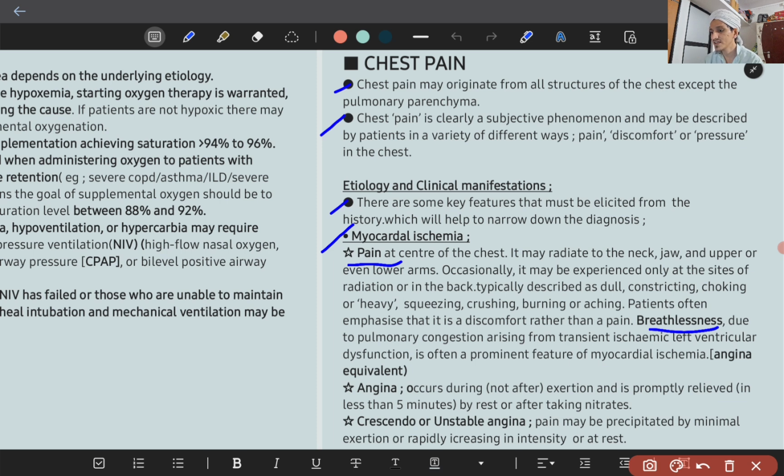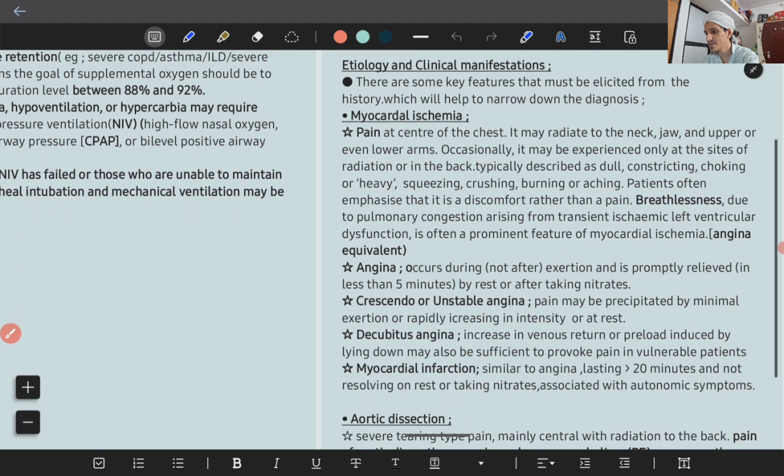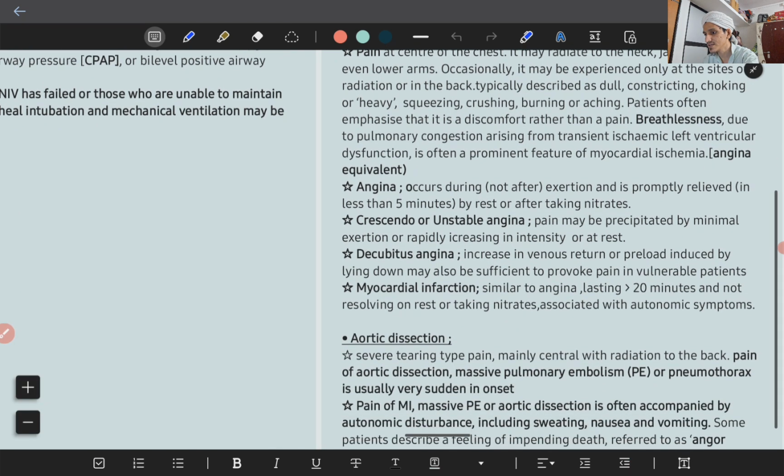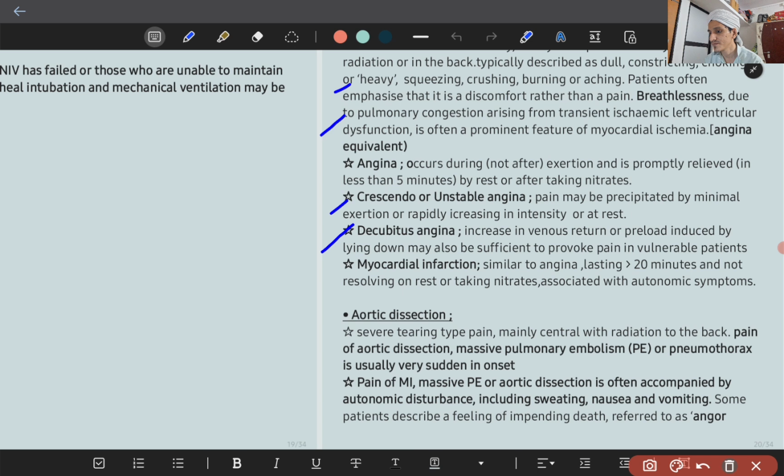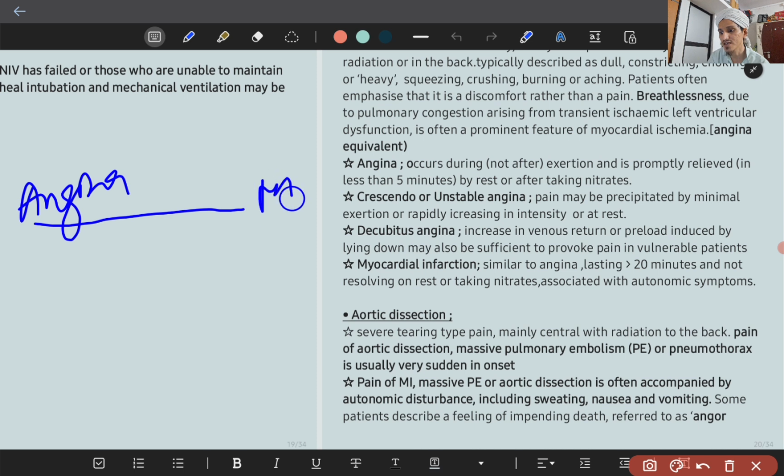Breathlessness due to pulmonary congestion arising from the transient ischemic left ventricular dysfunction is often a prominent feature of myocardial ischemia. So this is also known as angina equivalent. Instead of having chest pain, they will have breathlessness upon exertion. So breathlessness or myocardial ischemic pain can present as these. So it is a spectrum, actually, progressing from angina to MI.